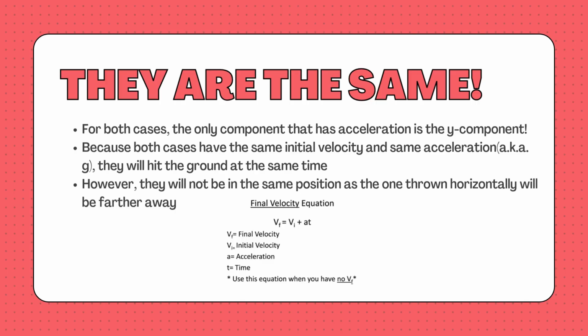Well, they're the same. For both cases, the only component that has the acceleration is the y component. Because both components have the same initial velocity and the same acceleration, aka g, they will hit the ground at the same time. However, they will not be in the same position, as the one thrown horizontally will be farther away. And this is supported by the final velocity equation.